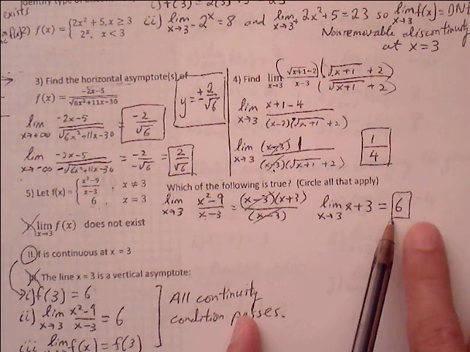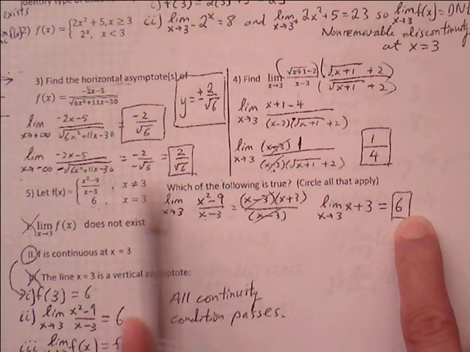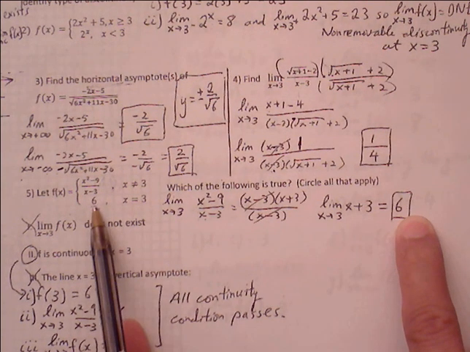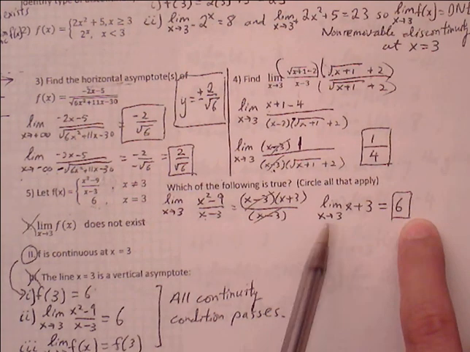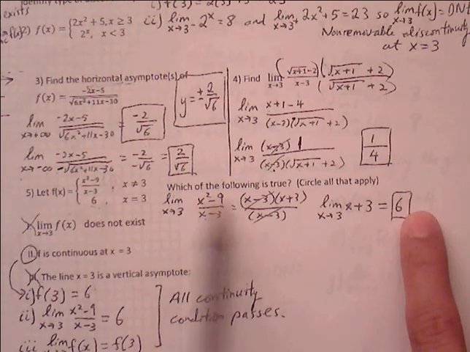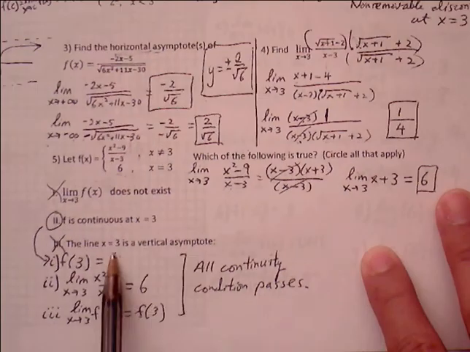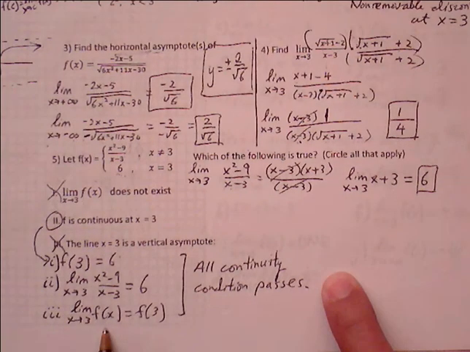6 is the value where the limit exists. That also is where the point is. So we know that this point is going to fill in this hole. So we know the function is continuous and the limit exists. It fulfills all 3 conditions of the continuity condition.